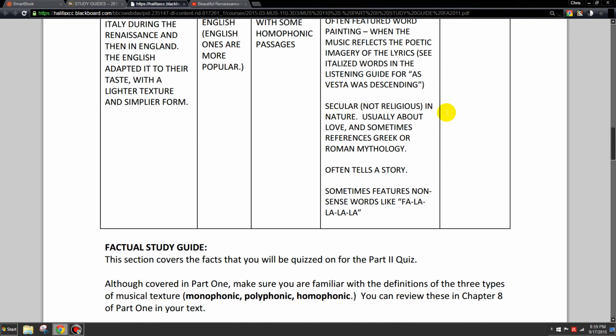So secular, it's not religious. It often tells a story, like many pop songs today tell little miniature stories. If you want to see a good modern day pop song, and I say modern day, I mean somewhere in the past 100 years or so, listen to "All I Want to Do Is Make Love to You," which is from the 80s, I believe, or early 90s, and it tells a story.